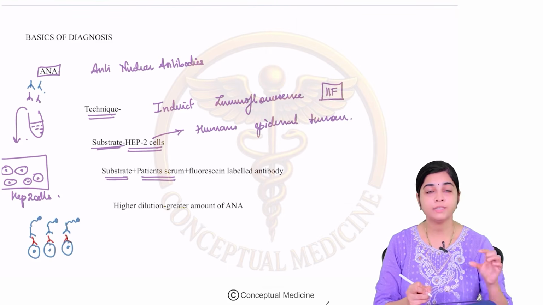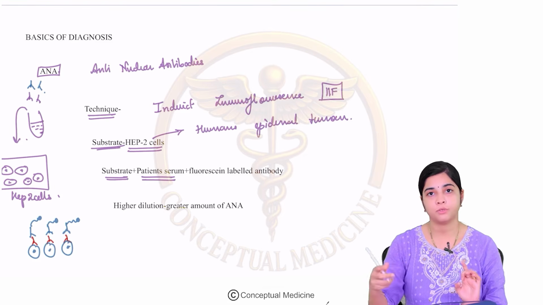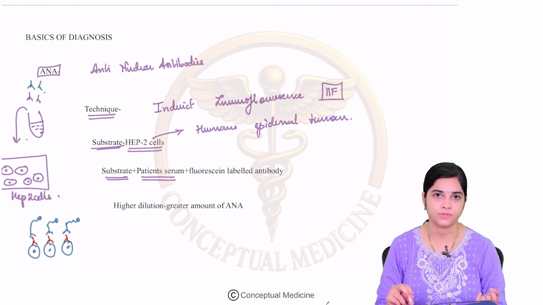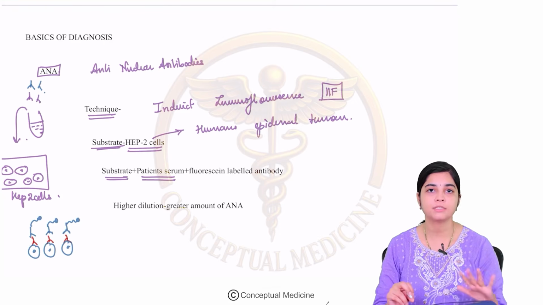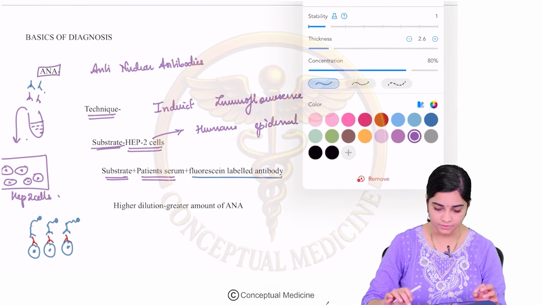So once they detect these antibodies, so there is an antibody to the antibody which is fluorescently tagged, then you will have a diffuse fluorescence under the fluorescence microscope. So this is the basic method by which you diagnose your ANA. I hope you have understood that.